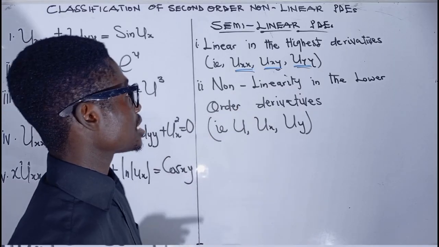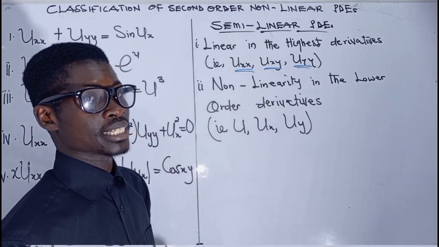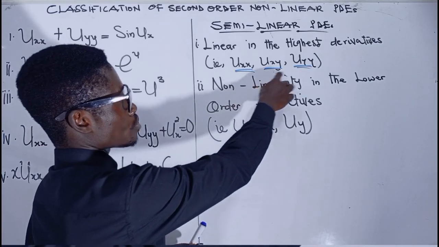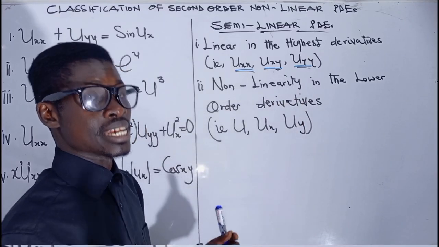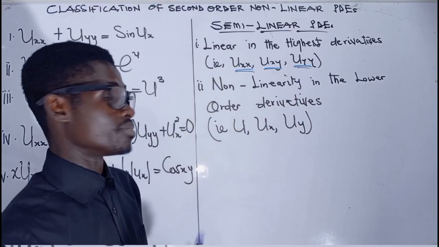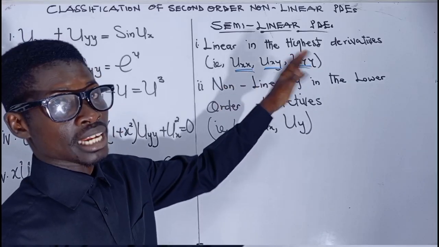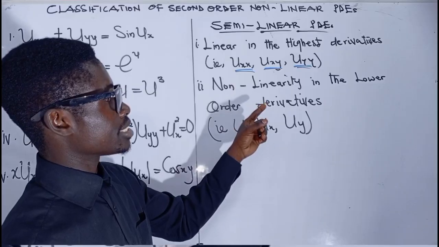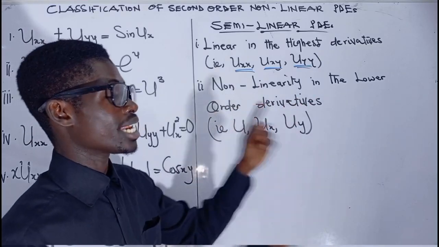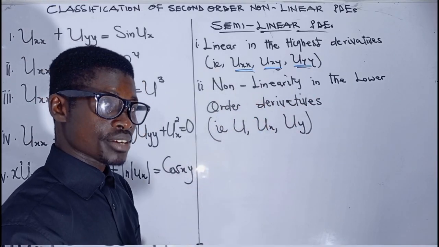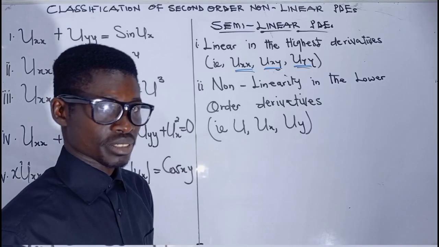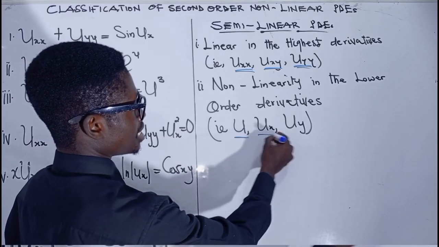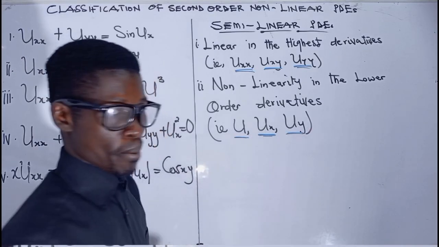So with the semi-linear, we are saying that it is linear with respect to the highest derivative. So it means that within that equation, we should have the uxx, the uxy, and the uyy all being linear. Our focus is on the highest derivative. Now, once the highest derivatives are linear, then we move on to the second point. It says that the non-linearity is on the lower order derivatives. So with this, our lower order derivatives, we shall be looking at the u, the ux, and then the uy.